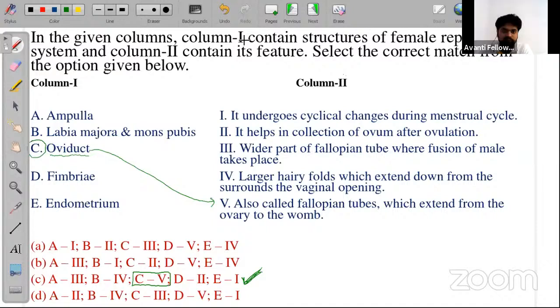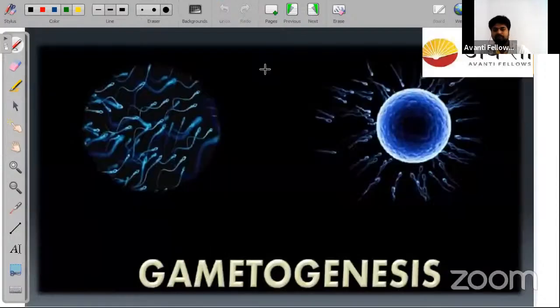So going to the next, guys, we will continue our topic. ठीक है, इसको continue करते हैं. Gametogenesis. Then what is meant by gametogenesis? First of all, please put your answer in the chat box. What is meant by gametogenesis?